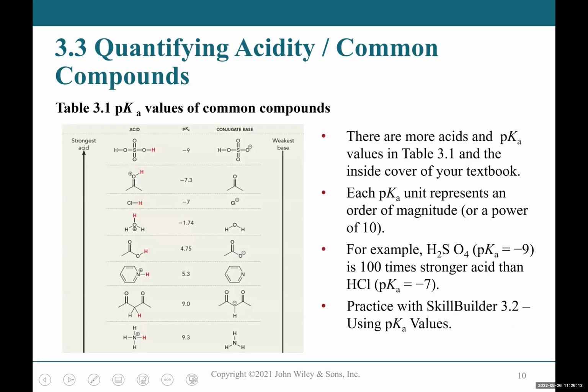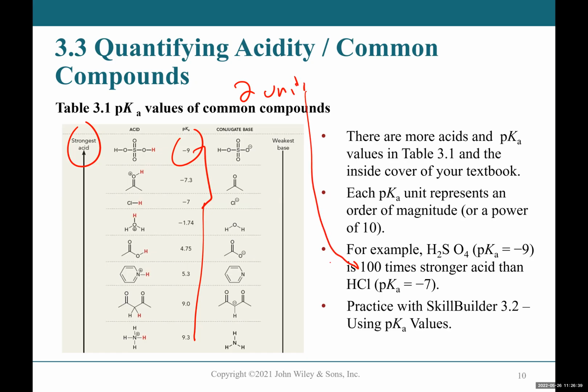And they give you different pKa values here. So this would be the strongest acid up here. Notice that the pKa value is -9. In this table, it goes all the way up to 9.3. And since these two differ by 2 units, that's why it's 100 times stronger. 10 squared equals 100. If they differed by 3, it'd be 1,000.